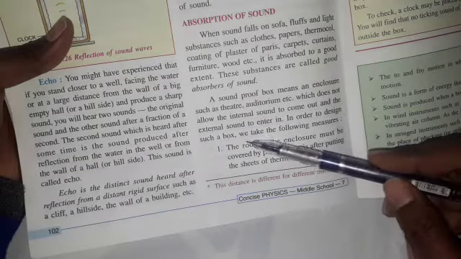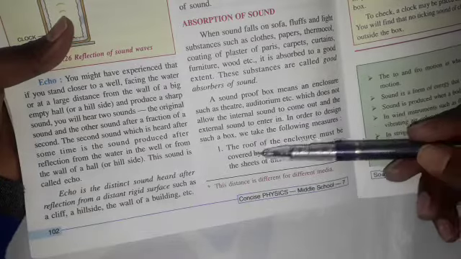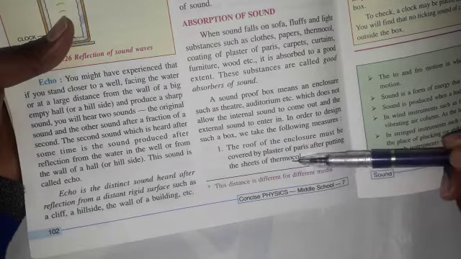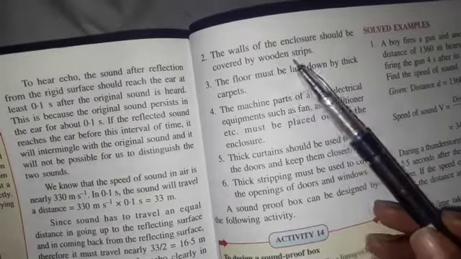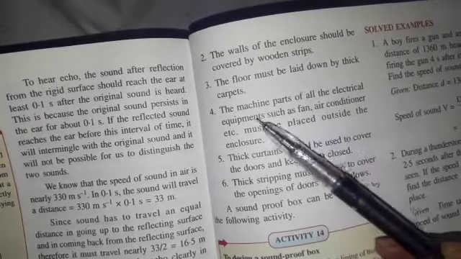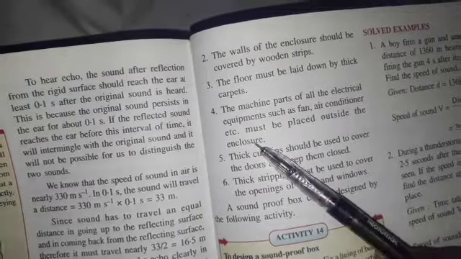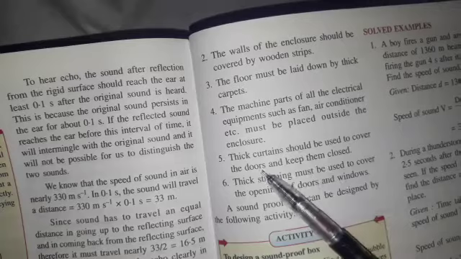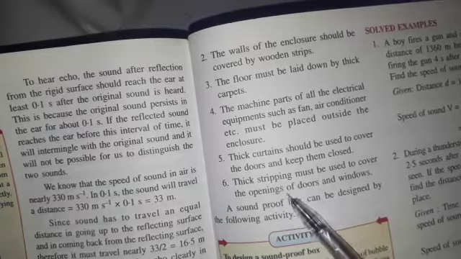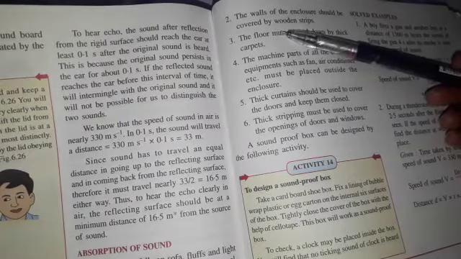In order to design such a box, we take the following measures. So how do we create a soundproof room? The roof of the enclosure must be covered by plaster of Paris after putting sheets of thermocol. The walls of the enclosure should be covered by wooden strips. The floor must be laid with a thick carpet. The machine parts of all the electrical equipment such as fan, air conditioner, etc. must be placed outside the enclosure. Thick curtains should be used to cover the doors and keep them closed. Thick stripping must be used to cover the openings of the doors and windows. So class, with the help of these points, we can make a soundproof room.